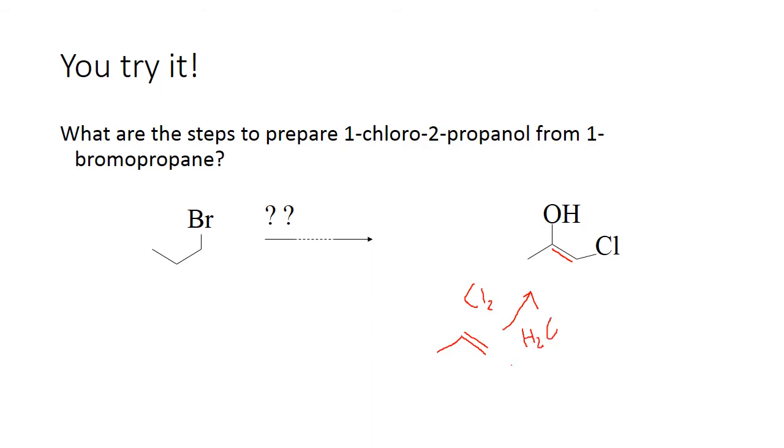How can I get from there to there? To get from there to there, I need chlorine and water. Okay, so to get there, I need chlorine and water. How can I take this compound and go to here? Well, we learned how to do that in the formation of the alkenes. What do I need? I need a strong base. What strong base could I use? Potassium hydroxide would be totally acceptable.